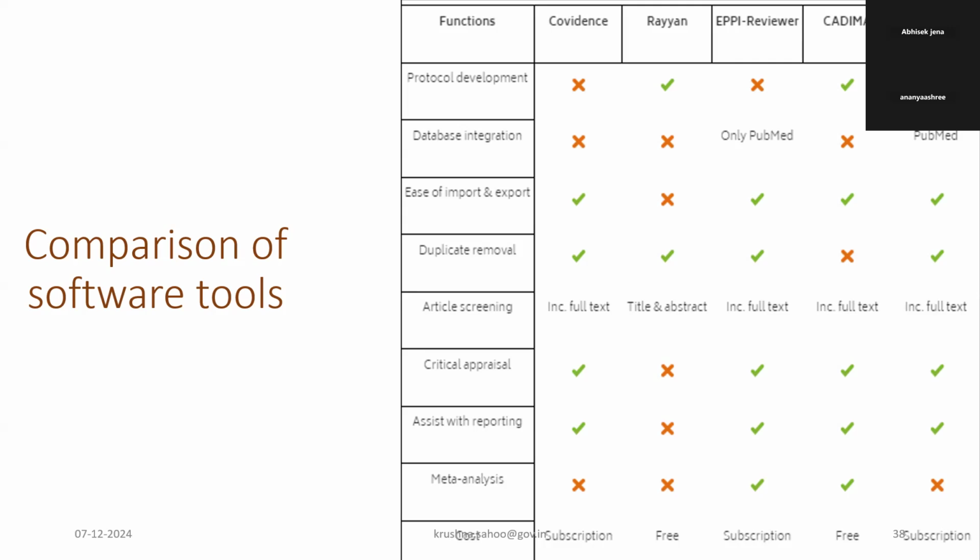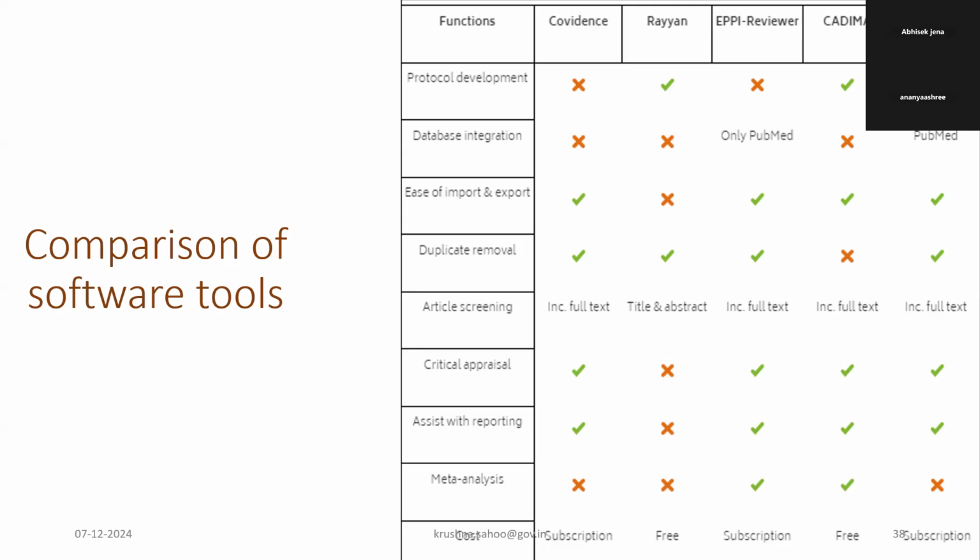Okay, so let us see that very quickly. These are the tools like Covidence, Rayyan, EpiInfo, Kadima. Protocol development you cannot do in Covidence, but in Rayyan you can do protocol development. Rayyan duplicate removal you can do, and in the advanced version of Rayyan, you can see title and abstract. In Covidence you can do full text review.